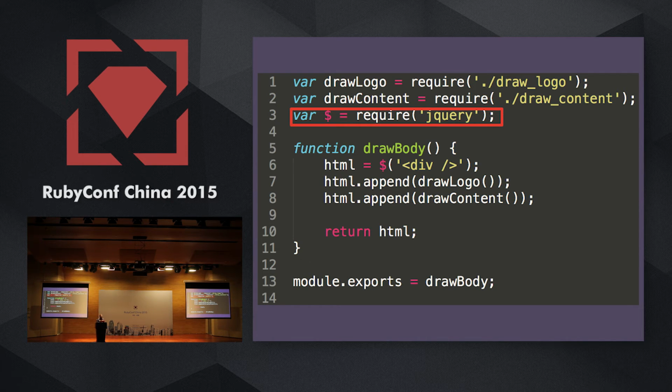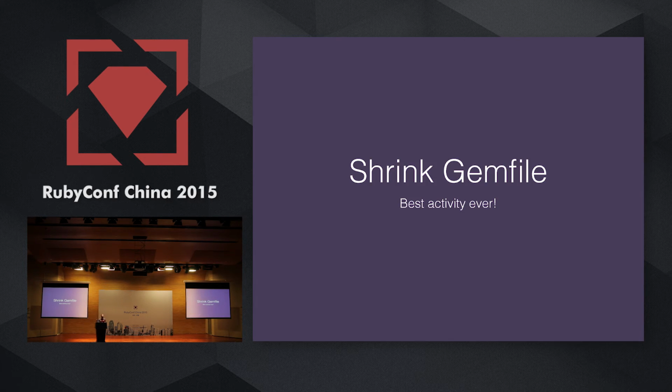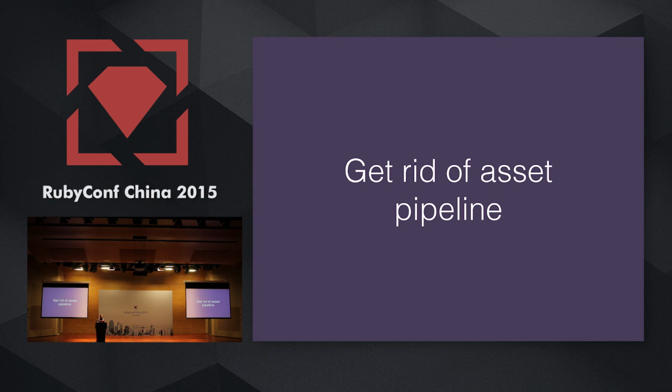Now, there's one thing you can do once you've done that, and that's my favorite activity, which is to shrink your gem file. I'm not kidding, it's really my favorite activity. So now we don't need asset pipeline for anything, we should get rid of it.